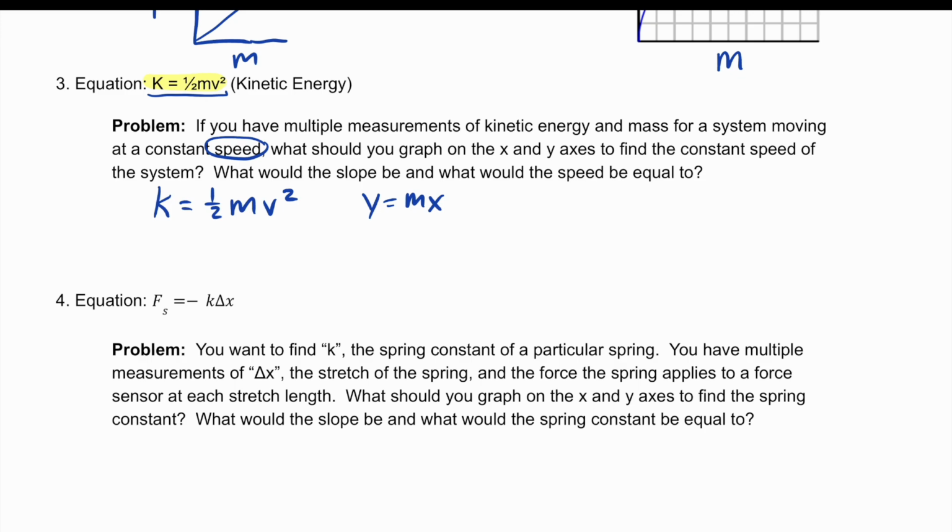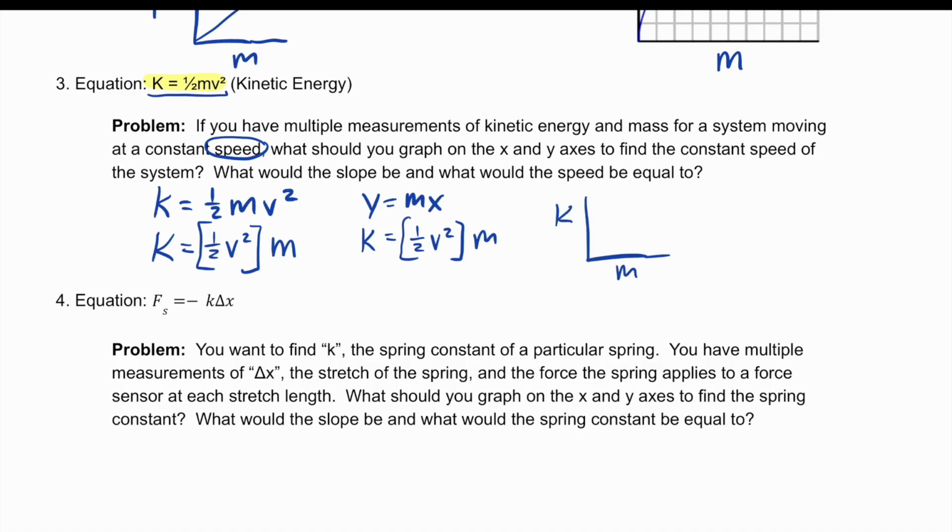We have kinetic energy in the y position, and we can just switch the v squared over here in m. So now these things are all the constants. Mass is changing and kinetic energy is changing. And so we can graph kinetic energy on the y-axis. Our slope is going to be 1/2 v squared. And then we can have mass on the x-axis. So kinetic energy is like that.